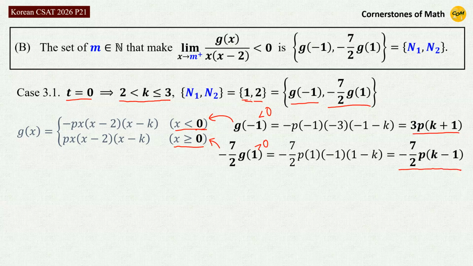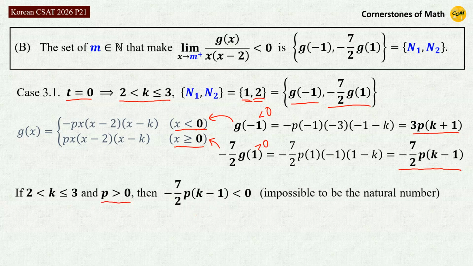So these must be 1 and 2, but observe this. We have the range condition k is greater than 2 and less than or equal to 3, and we also have the range condition for p, which is that p must be positive. In this case, the second expression for negative 7 over 2 g of 1 is always negative, meaning that it cannot be the natural number. Therefore, we can easily determine that this is an invalid case.